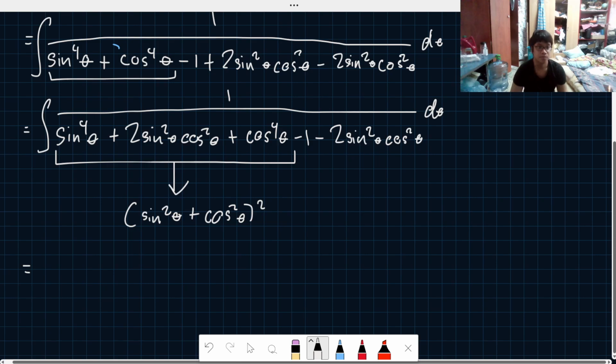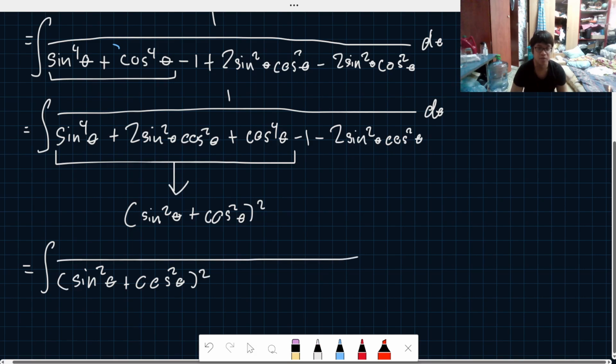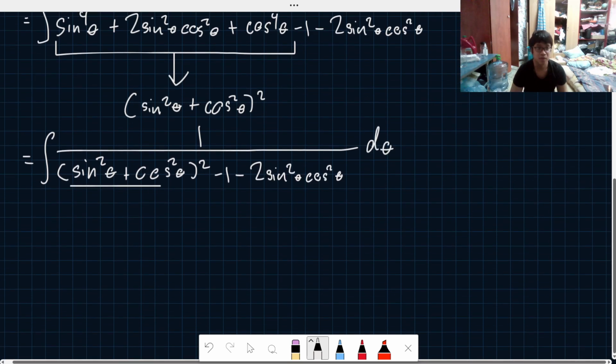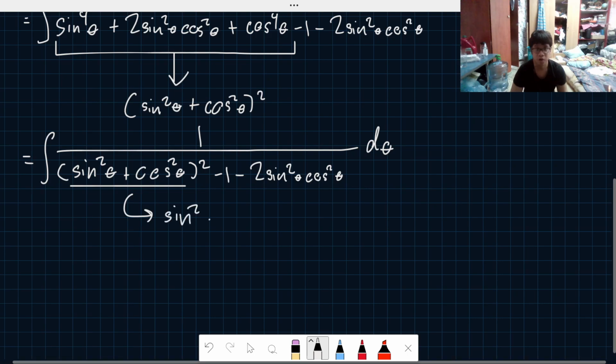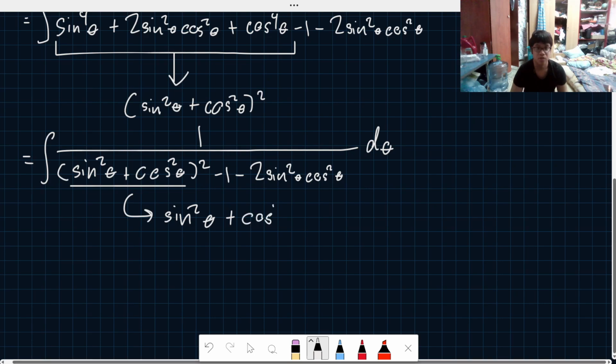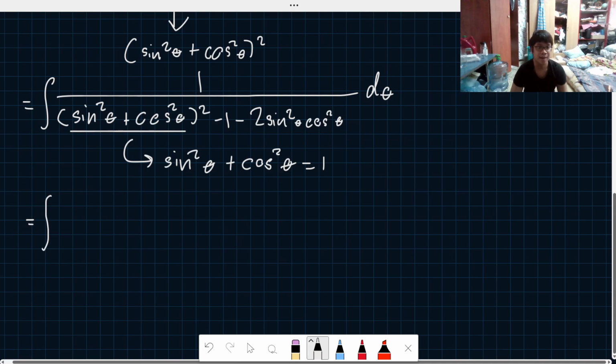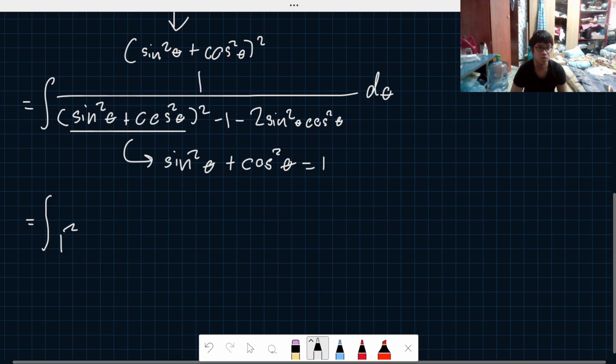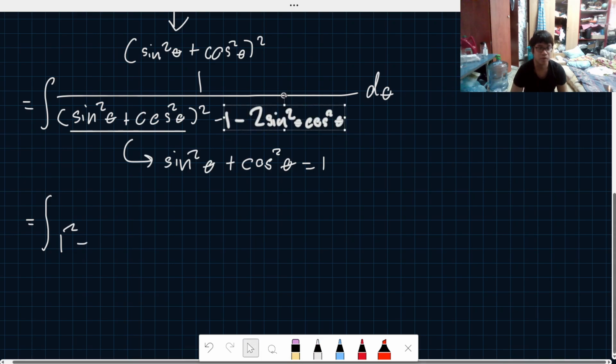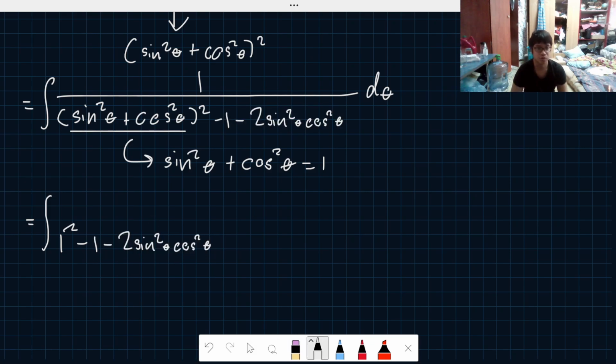So we will have the square of sine squared theta plus cosine squared theta, squared. Then let me just copy the other terms. Remember earlier, I already wrote this, but just as a short recall, sine squared theta plus cosine squared theta is simply equal to 1. So I can now have 1 squared. Then let me copy the other terms: 1 squared minus 1 minus 2 sine squared theta cosine squared theta.